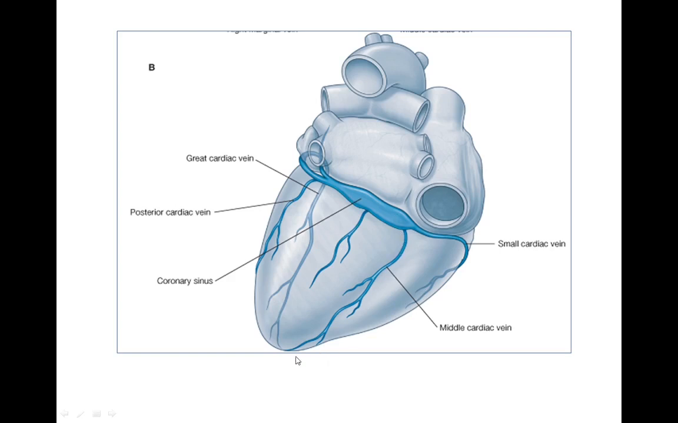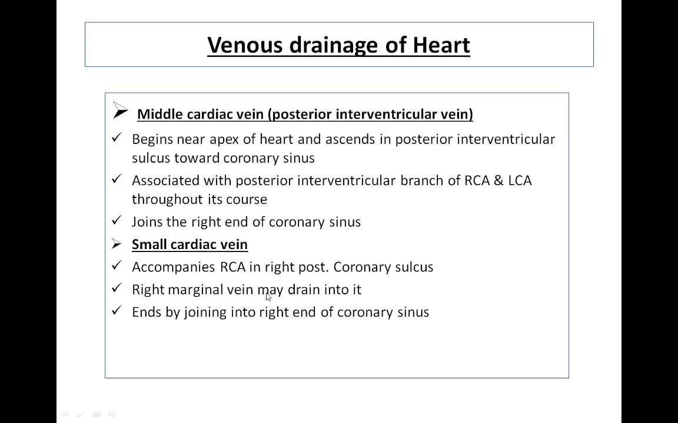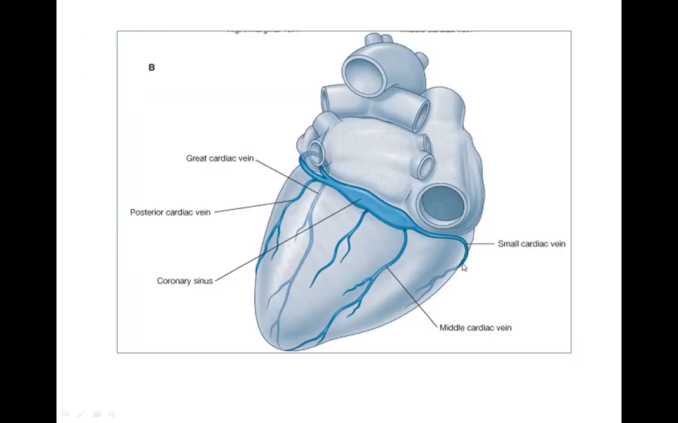Now, this starts again at the inferior surface or the diaphragmatic surface. Then it runs through our posterior interventricular groove. Then it opens into the coronary sinus. This is the coronary sinus. It opens into the coronary sinus at the right margin. Clear? Then your small cardiac vein. Another one is your small cardiac vein. This is our small cardiac vein.